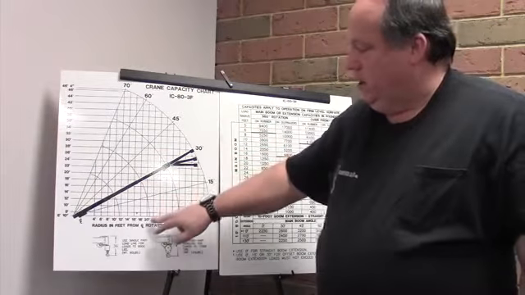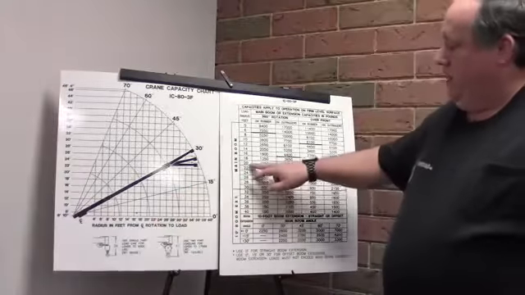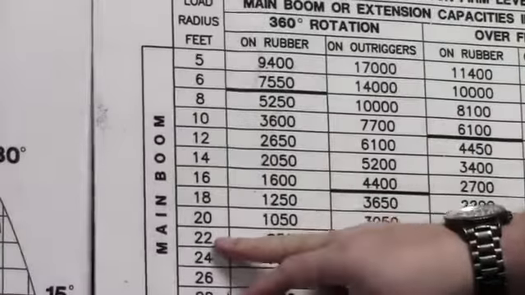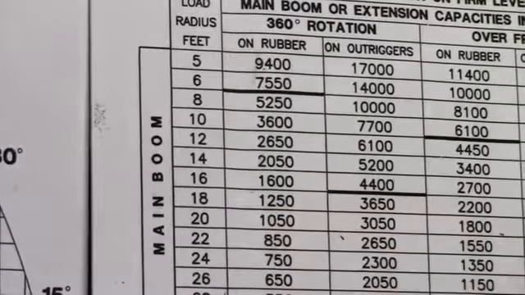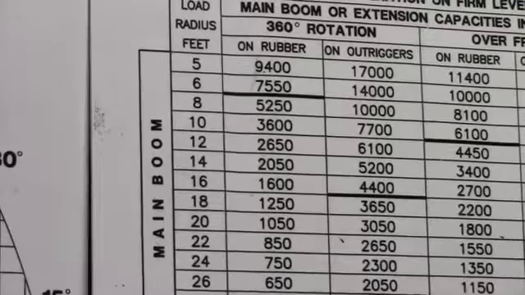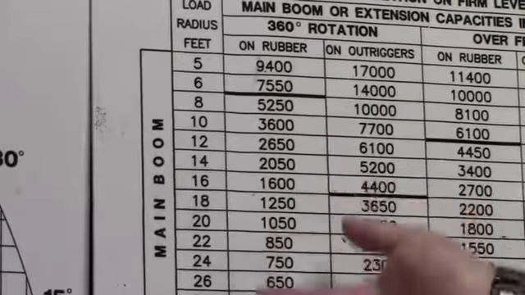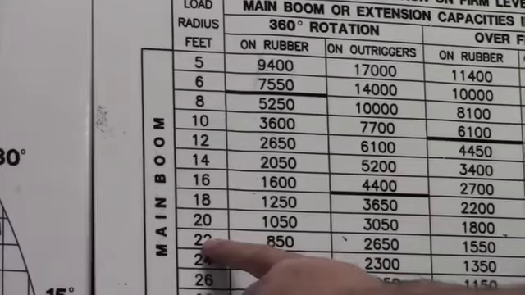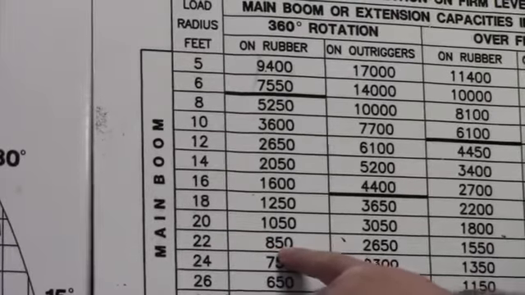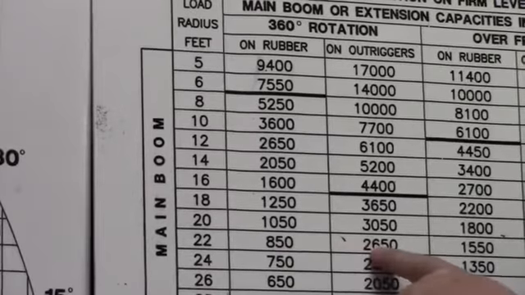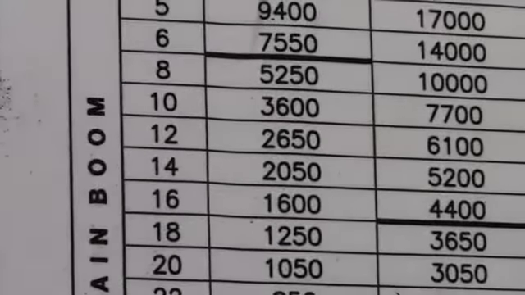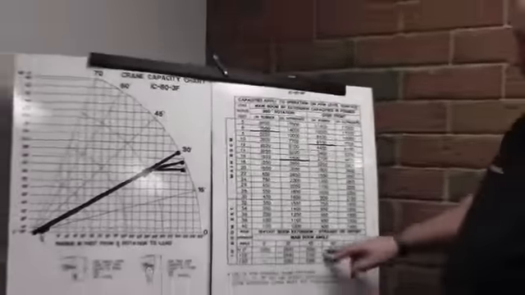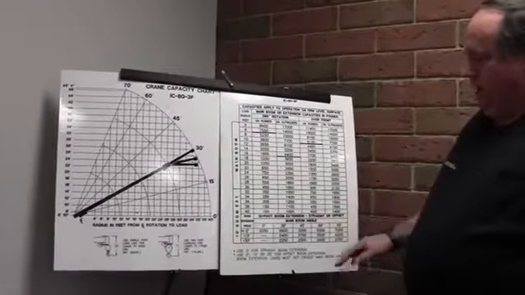And so once you've calculated that radius, 26 feet, if you only had one boom section out instead of 2 extended, you would be at 21 feet. And here, if I'm at 21 feet, there is no 21-foot space on the load chart. You have 20 and 22. So whenever your radius falls in between 2 spaces on the load chart, you always go to the next higher one. For a 21-foot radius, I would use a 22-foot rating. And so on rubber, I would have a capacity of 850 pounds, and on outriggers, I would have a capacity of 2,650 pounds.